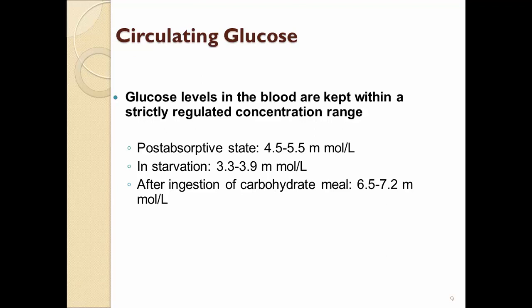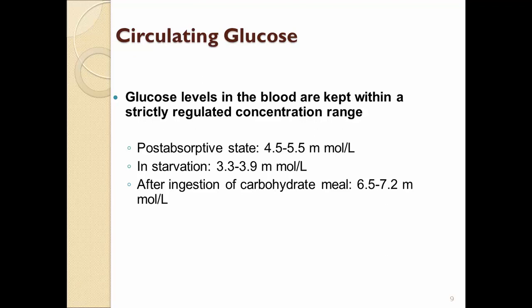So circulating glucose levels, very important, right? We always want to maintain the glucose levels at a very narrow range. I don't want to let it go too high or too low. So usually when we eat, we have a higher glucose level, right? After eating. And then when we're fasting, we have a lower glucose level, but we always want to maintain it between this range, right? 5 and 3.9 or something like this.